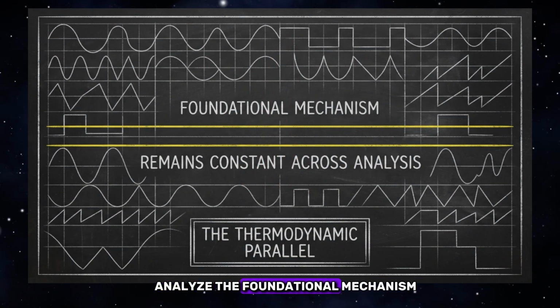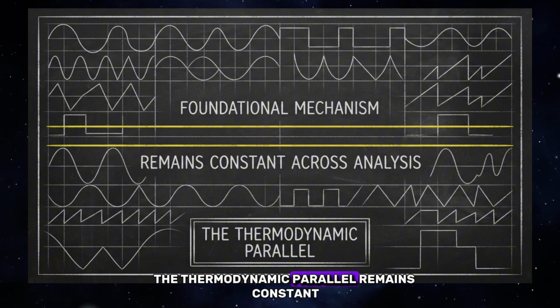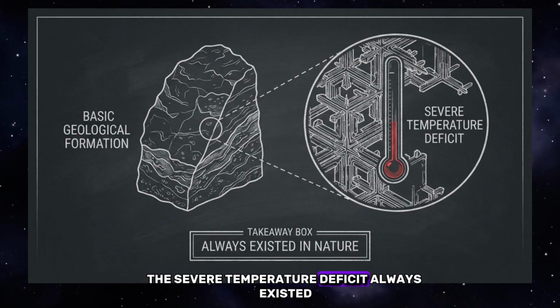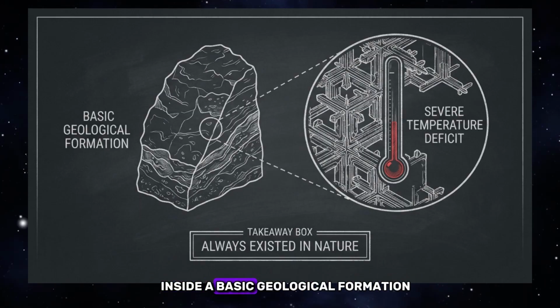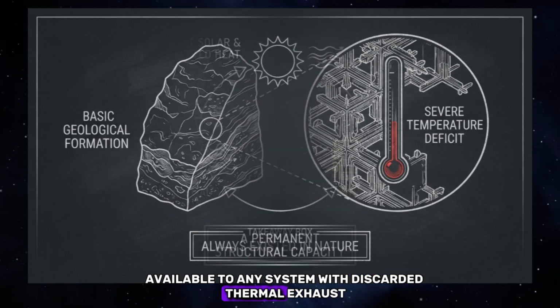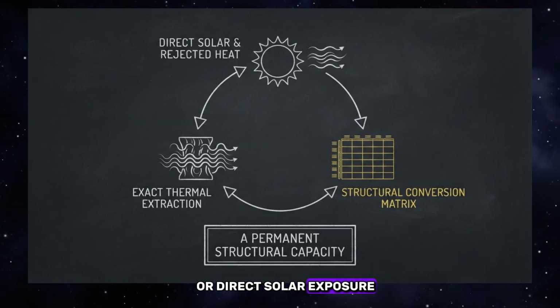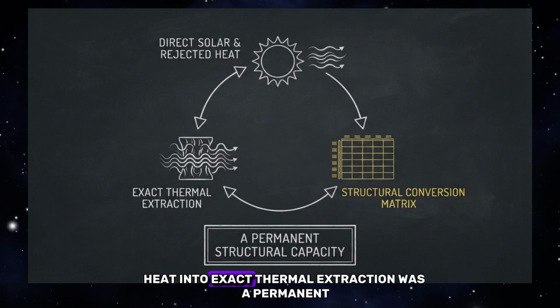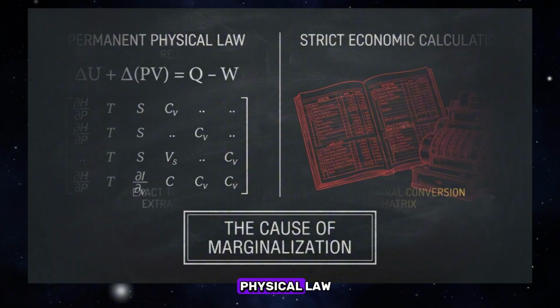Analyze the foundational mechanism. The thermodynamic parallel remains constant across every analysis. The severe temperature deficit always existed inside a basic geological formation, available to any system with discarded thermal exhaust or direct solar exposure. The structural capacity to convert rejected heat into exact thermal extraction was a permanent physical law.